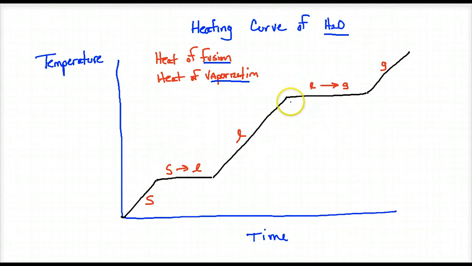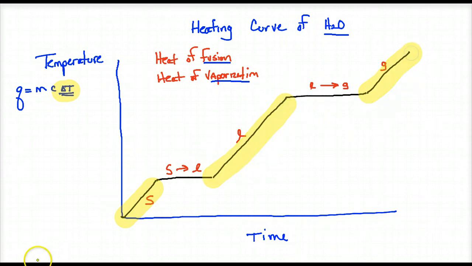I have another lecture that does that, but we know previously that we have this equation for heat. We've been using it for many problems: Q equals mc change in T. In this thermal equation, we have a change in temperature. And where do we have a change in temperature in our heating curves? We have a change in temperature in the pure solid phase, the pure liquid phase, and the pure gas phase.